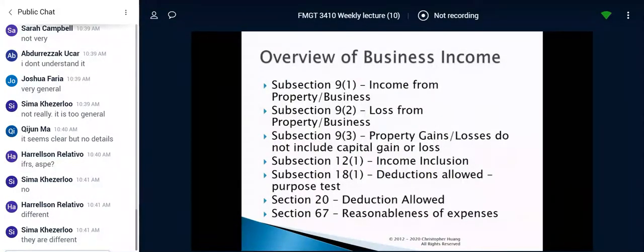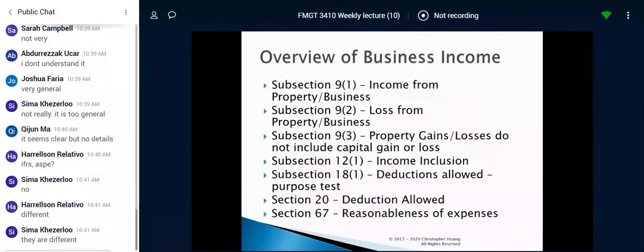12.1, we're going to talk about various provisions, but you just need to be mindful. 12(1) in general deals with income inclusions. 18(1), where there are going to be various paragraphs that we're going to look at, is the provision around what are allowable deductions, or deductions that are not allowed.